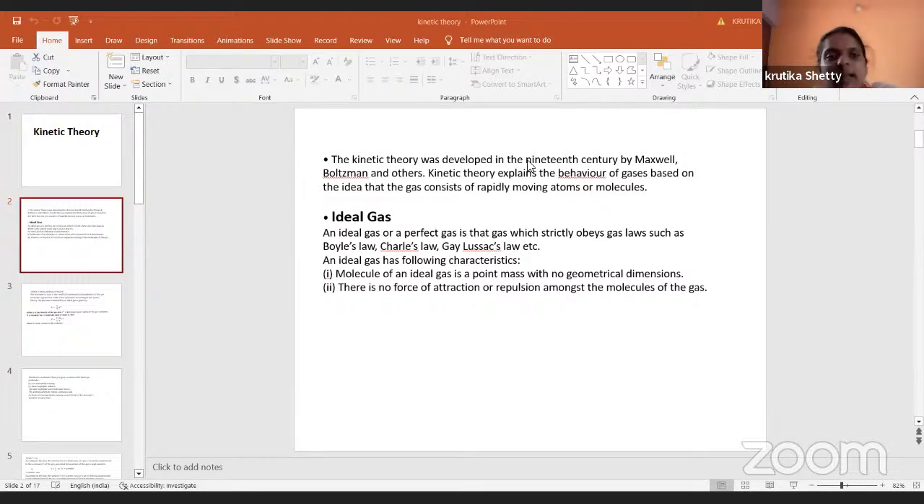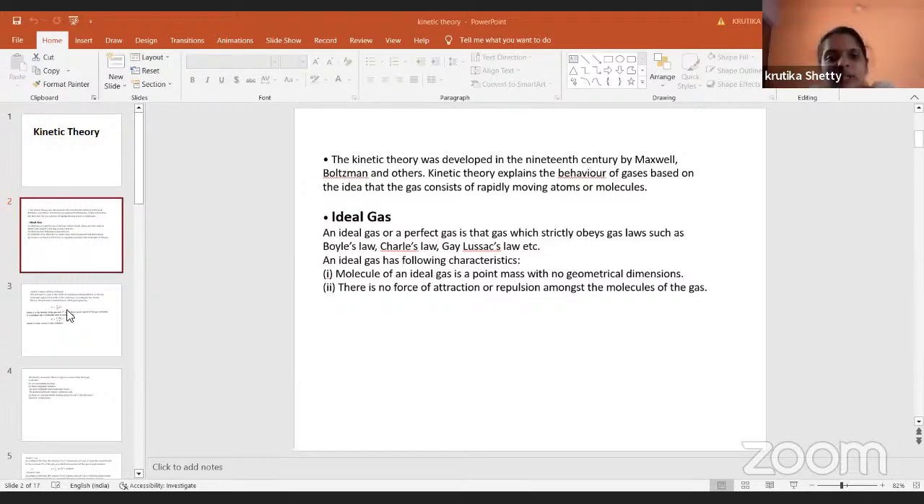What about Charles' law? What is constant in case of Charles' law? Volume will be constant, or pressure will be constant? Yes, volume is constant. And what about the pressure and temperature relation? Directly or inversely? Inversely proportional. Okay.